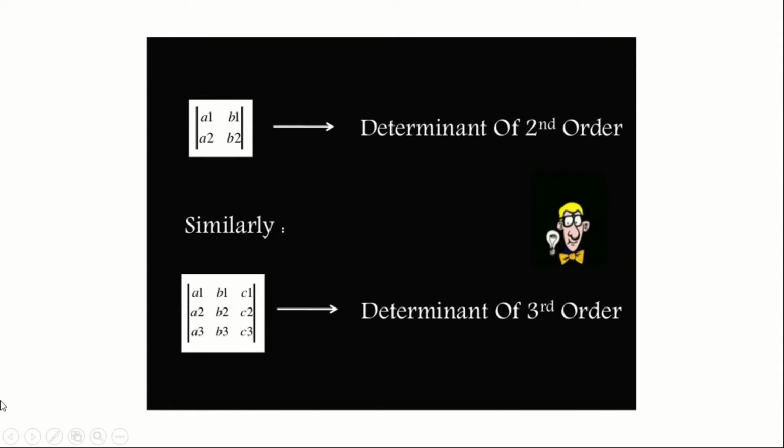You might have known the second order and third order of a matrix. Okay, so we can convert it into a determinant form by two vertical lines. So this has 2 rows and 2 columns. If a determinant has 2 rows and 2 columns, then that determinant is said to be of second order. Similarly, if it has 3 rows and 3 columns, then that determinant is said to be a determinant of third order.